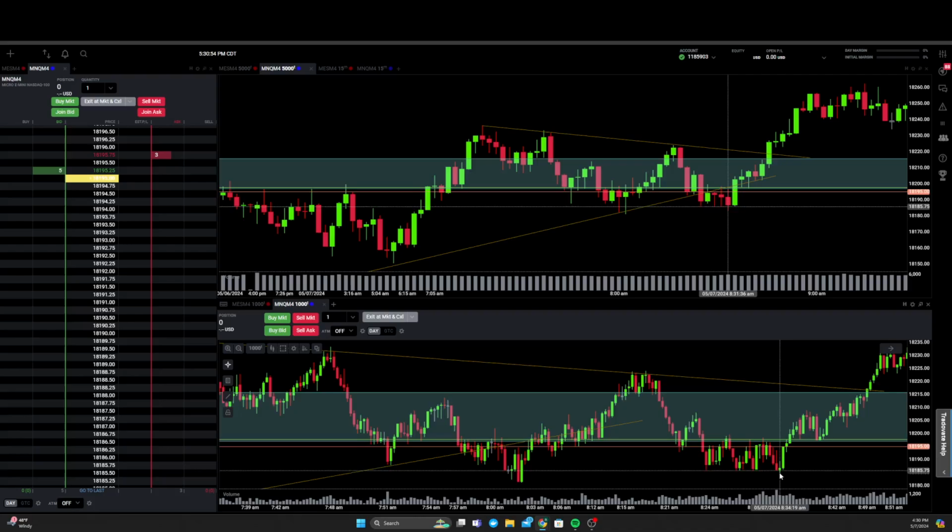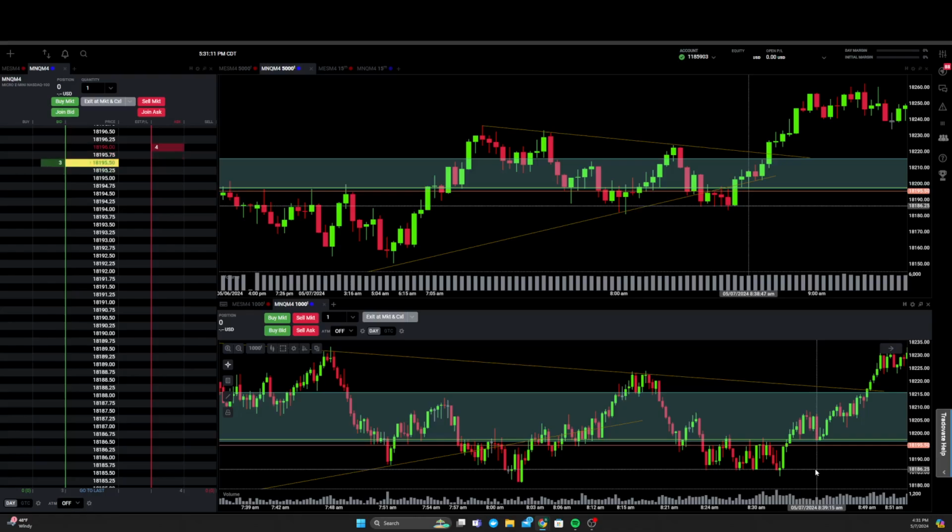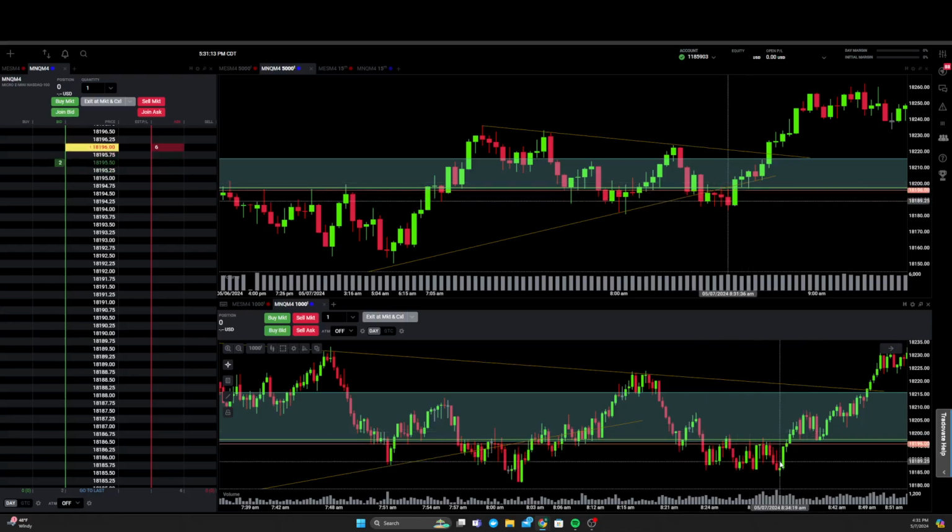And on this final move down, we did hit my take profit for a very small gain. It was about 9 points, I believe, on the fill. So nothing crazy, very small scalp, up about $18 or so at this point. That was the first trade of the day.